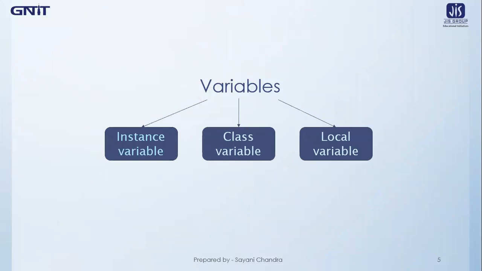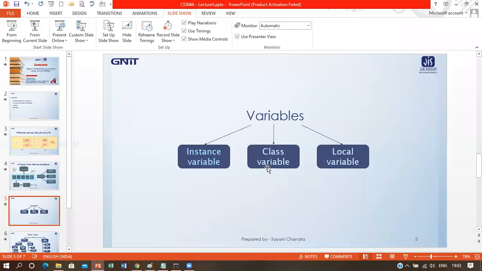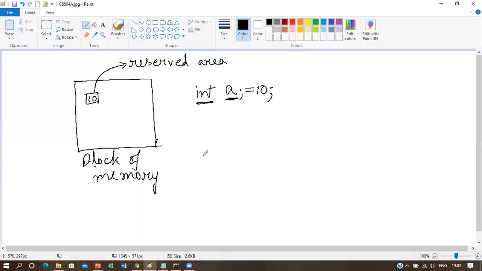So these are the three types of variables that are there in Java language. The first one is instance variable. Now, instance variable is a variable which is declared inside the class directly, but outside of any method. It is called instance variable because its value is instance specific and is not shared among instances or objects. It cannot be declared as static.